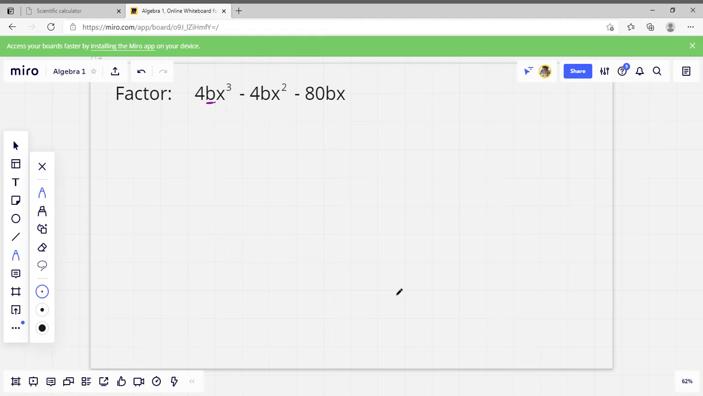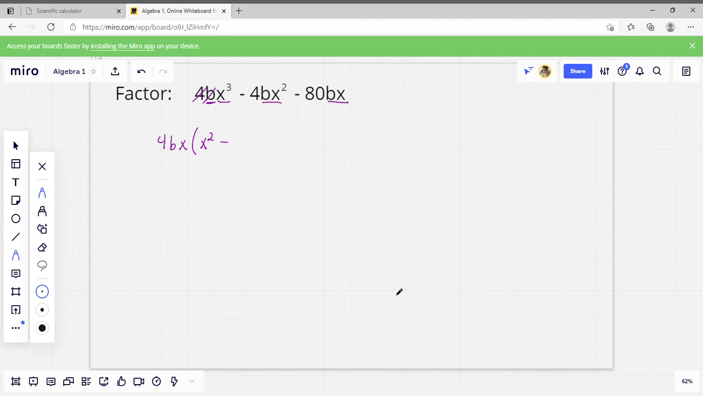They all have an x. And then we need a common factor between 4, 4, and 80. And that will be 4. 4 will go into all 3 of those numbers. Okay, so we're going to pull out 4bx. Now let's see what we have left. If we pulled out that 4, 4 times 1 is 4, so we just have a 1. We used up the b, we used one of those x's, so we'll have 2 x's left, so x squared.